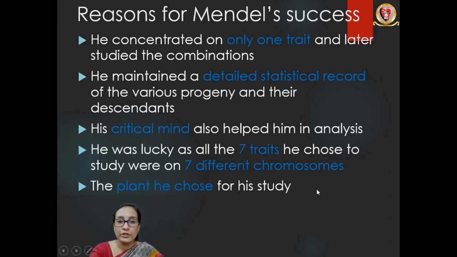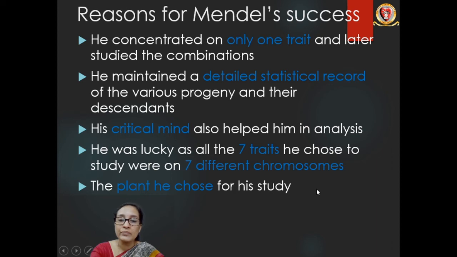Now, when I tell you that he got the ratio 3:1, he didn't get 4 plants out of which 3 were tall and 1 was short. He got, say, 1,000 plants, out of which 750 were tall and the remaining were short. So he maintained a detailed statistical record, after which he was able to work on it and get his ratios. Also, he had a very critical mind which helped him in his analysis.